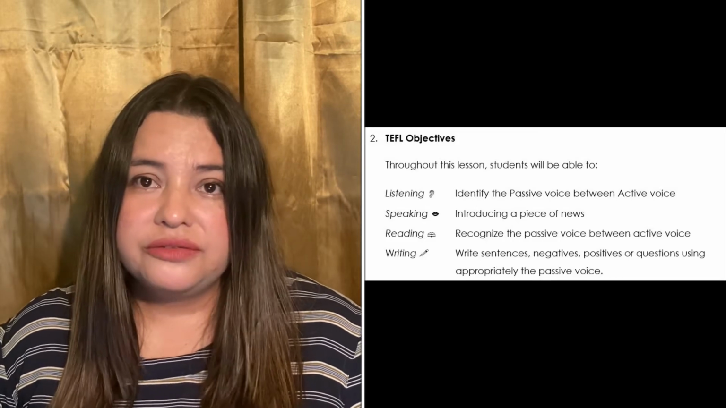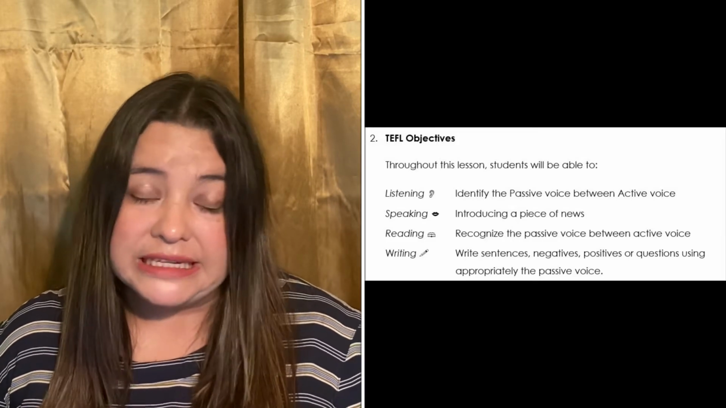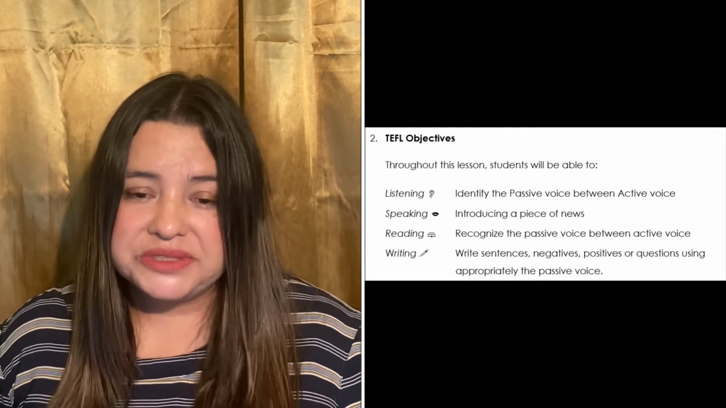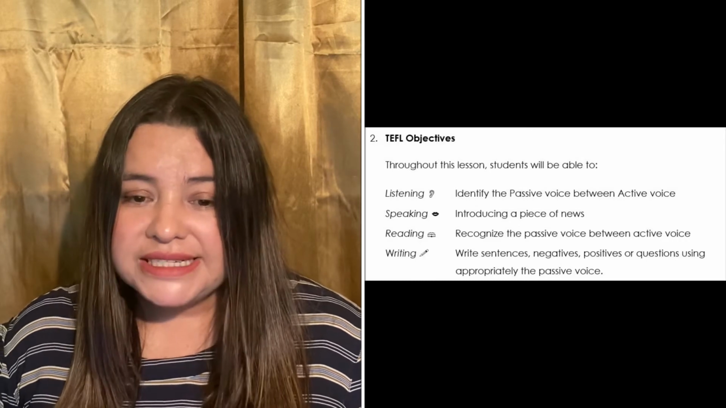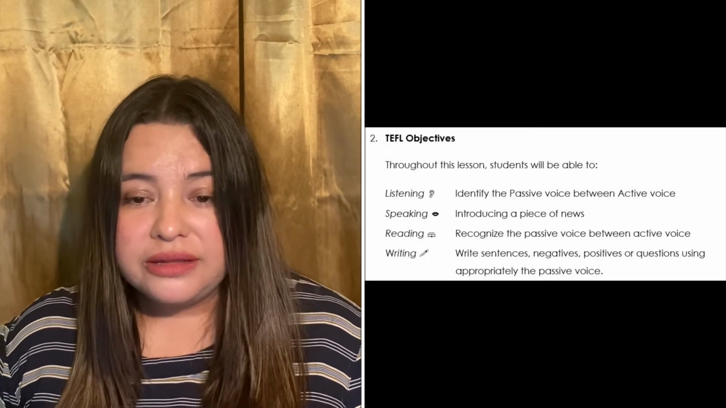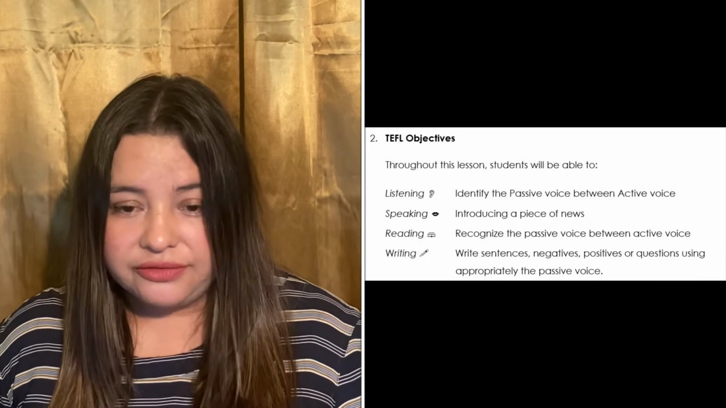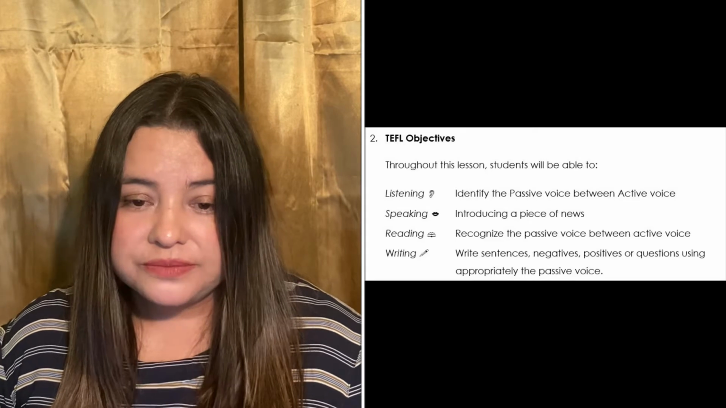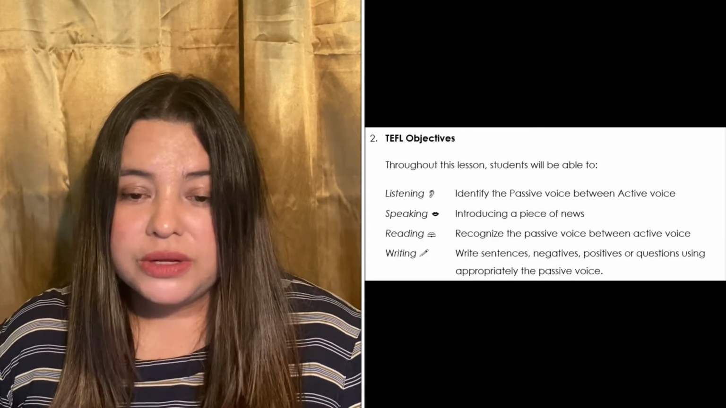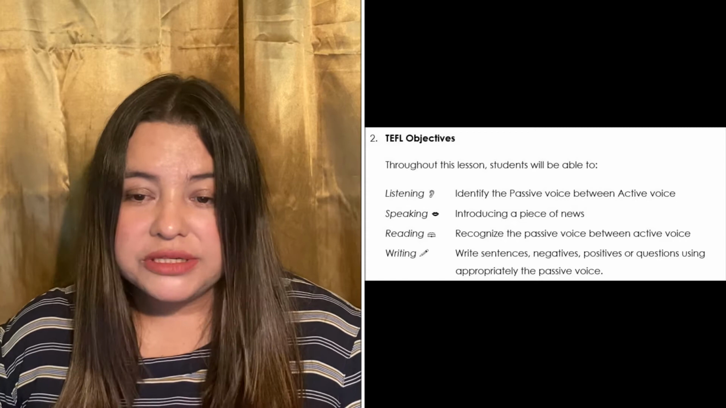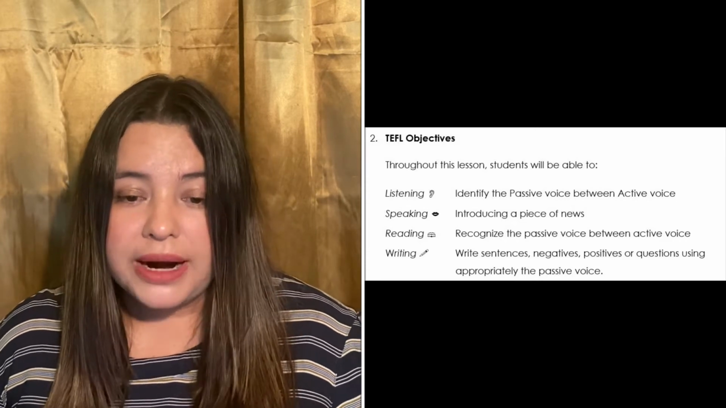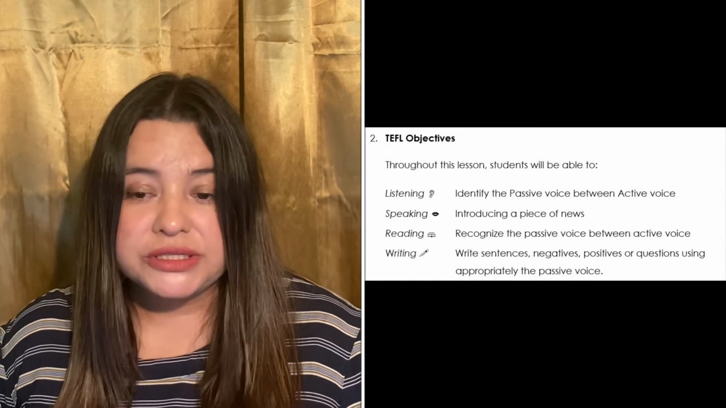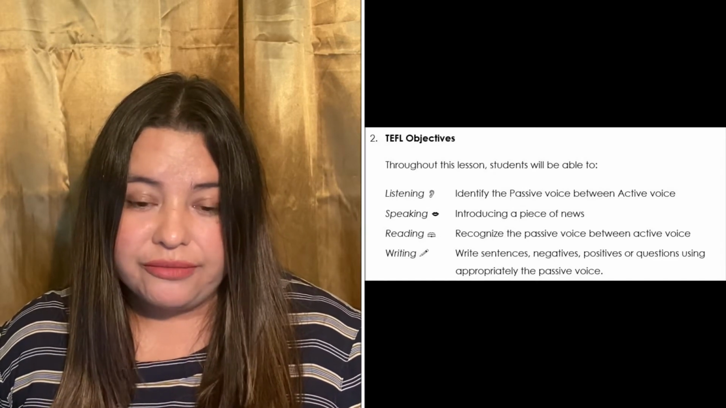The first part of the lesson plan that is very important is the objectives. First, we have to set the objectives in a lesson plan. For listening, the students will be able to identify the passive voice versus the active voice. Speaking, the students will be able to introduce a piece of news. For reading, the students will be able to recognize the passive voice versus the active voice. For writing, the students write sentences, negatives, positives, or questions, using the passive voice appropriately.